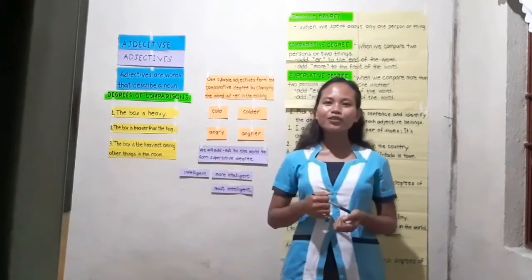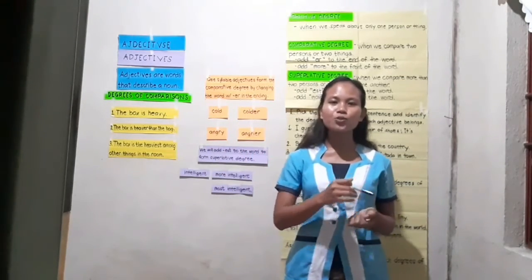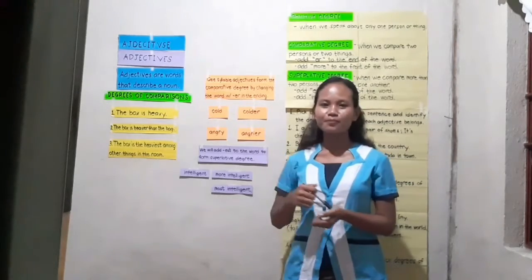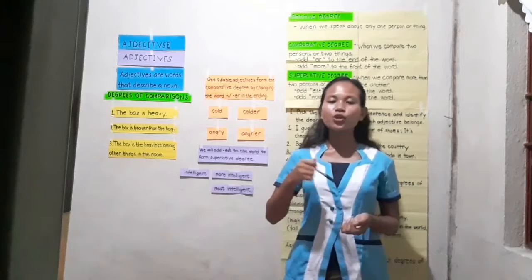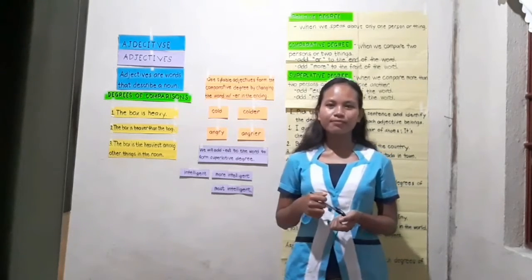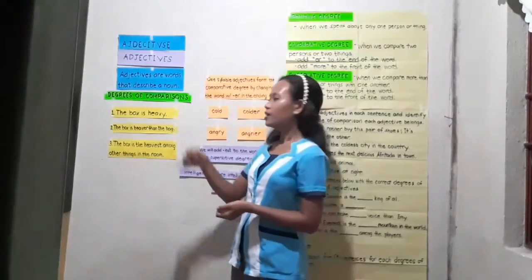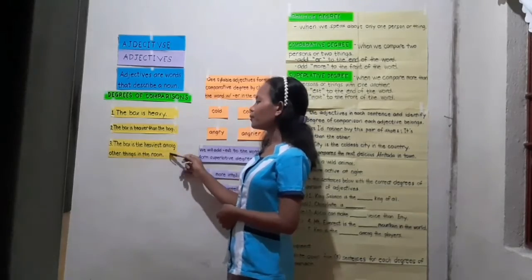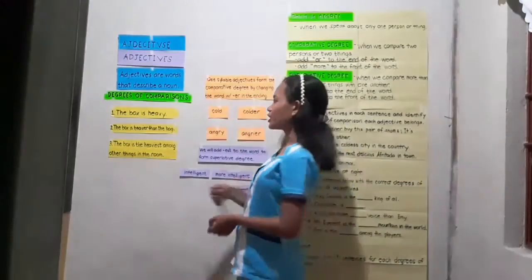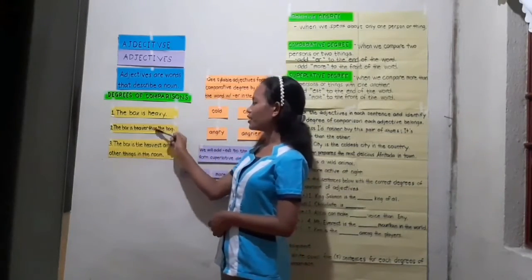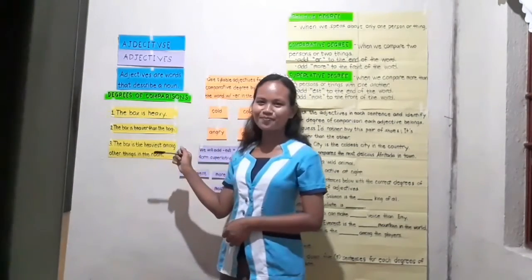Okay, how about if we compare the heavy box to more than 2 things? Let's say, for example, we will compare the heavy box to 3 other things. Yes, it will become the box is the heaviest among other things in the room. So as you can see, class, the word heavy becomes heavier and then the heaviest.